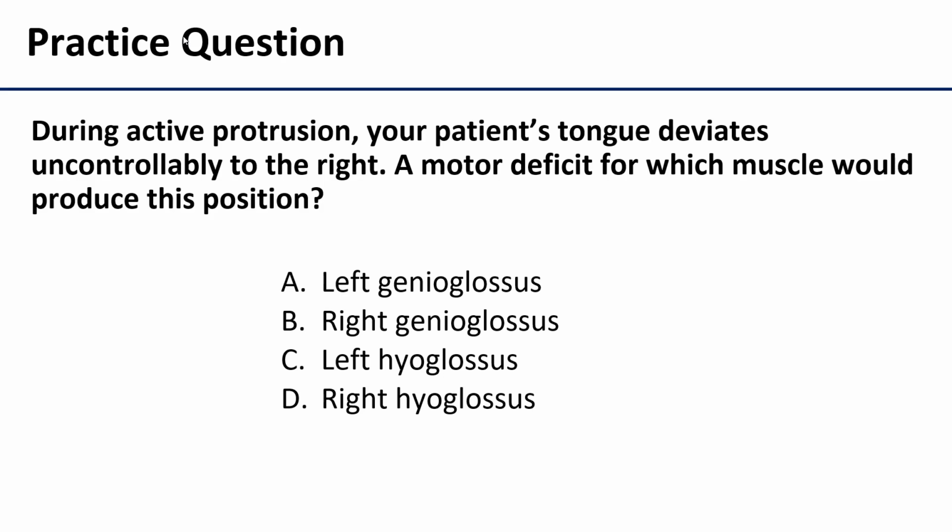So here's a practice question for you. The correct answer here is B. A motor deficit for the right genioglossus muscle would produce a reaction where your patient's tongue deviates uncontrollably to the right when they try to protrude it.